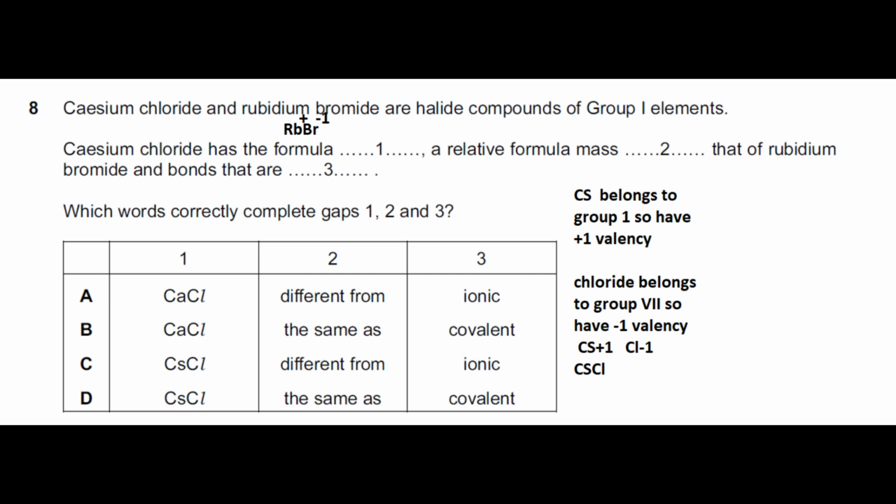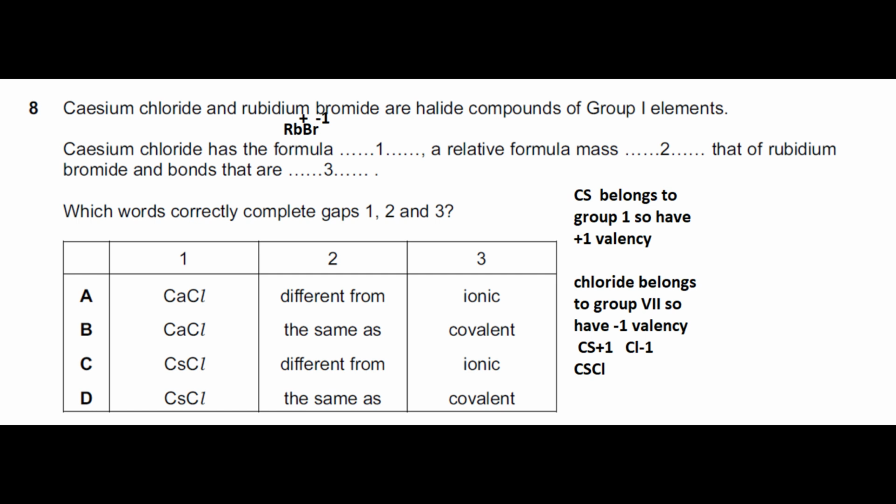Why am I saying this? Because group 1 elements are metals and halogens are non-metals. So group 1 elements will give away their electron to the halogens and a transfer of electron occurs, so they form an ionic compound. Let's read the next part of the question. Cesium chloride has a formula dash, a relative formula mass dash that of rubidium bromide, and bonds that are dash. Okay, 3 words should be filled in these 3 statements to complete the sentence.